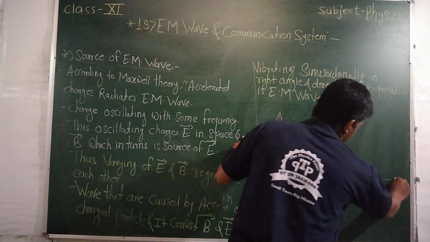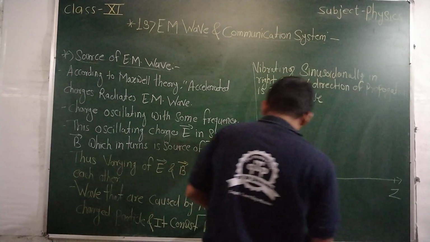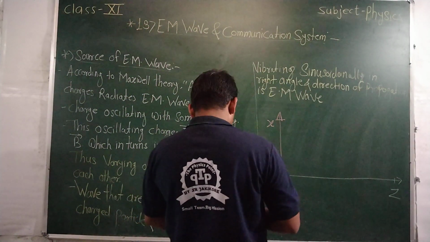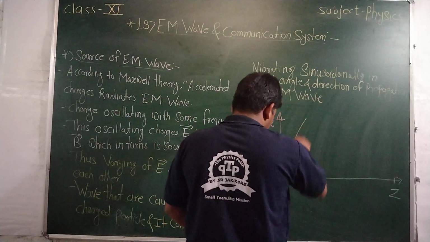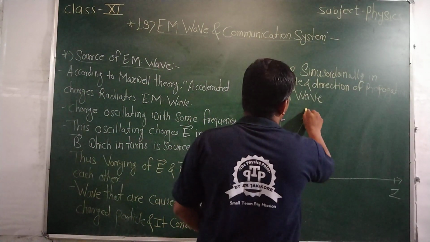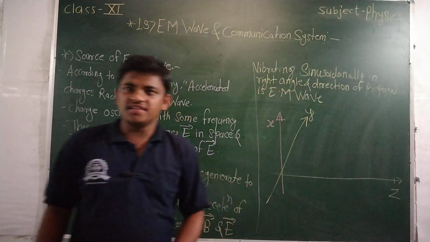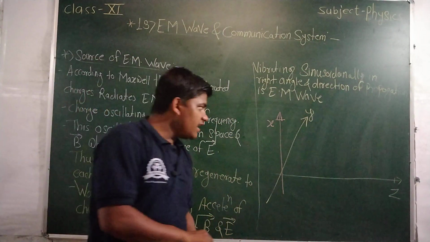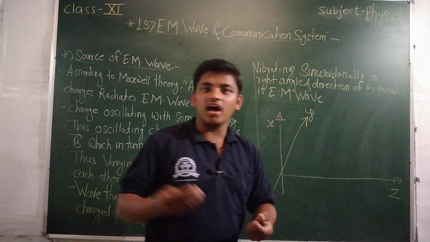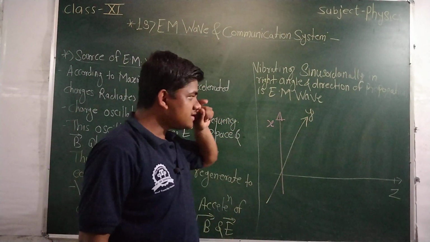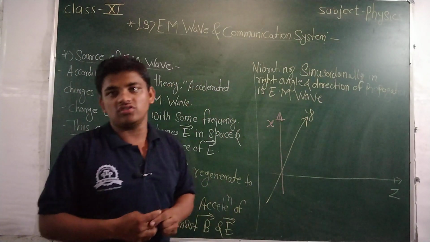This is the z-axis, which I draw horizontally, and this is the x-axis, and the remaining one I draw here, this is the y-axis. The electric field is vibrating along the x-axis, and these three axes are perpendicular to each other.